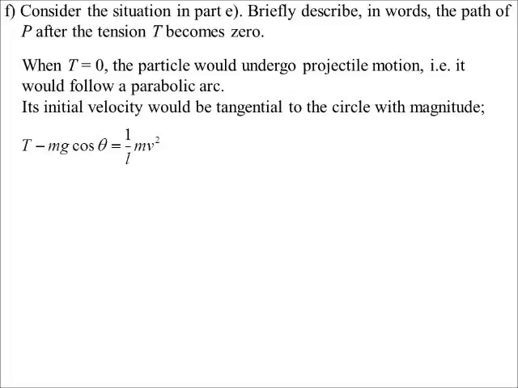Its initial velocity will be tangential to that point where tension became 0. Magnitude, now I might have got a bit carried away here. I found all sorts of things out. I know it said briefly describe, but hey, forget that, let's show off. Let's work out what the velocity would be. The velocity turns out to be the square root of gl on 3. I don't think they really wanted to know that bit, but who cares?